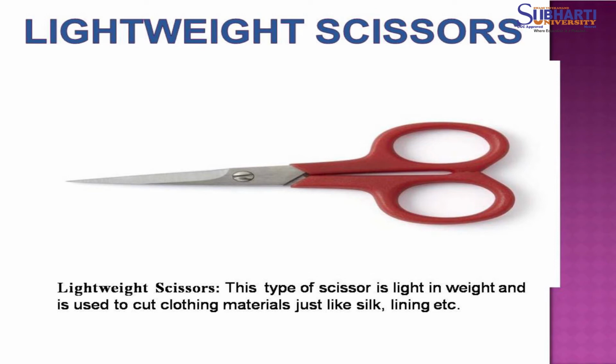Lightweight scissor. This type of scissor, as you can see, is light in weight and is used to cut clothing materials like silk, lining or paper. So the lightweight scissor is used when it comes to cutting linings or very sheer fabric like silk or net.